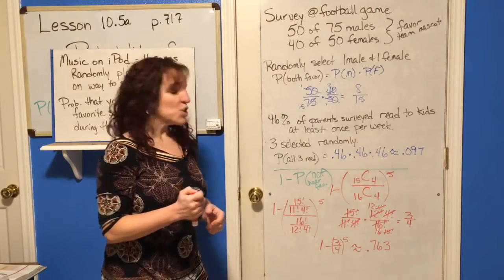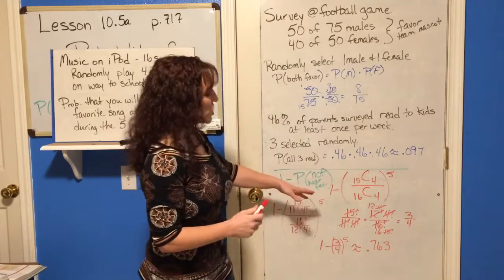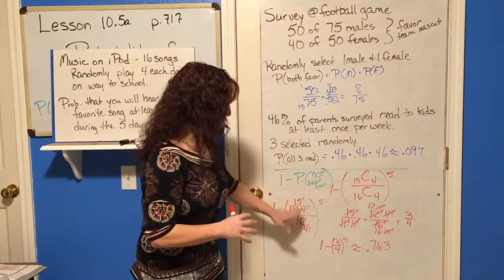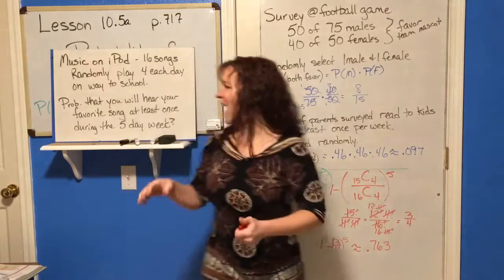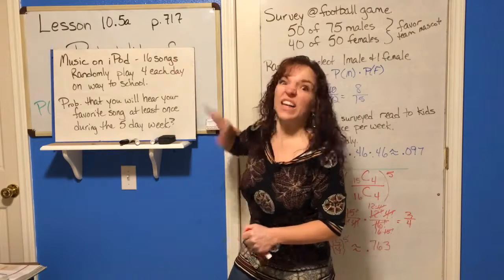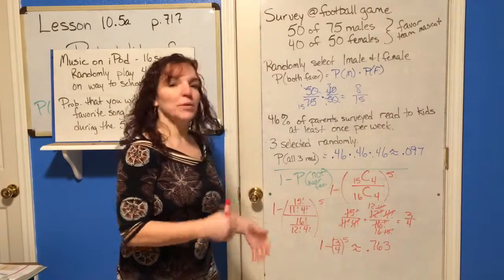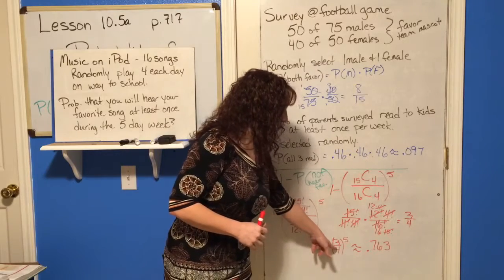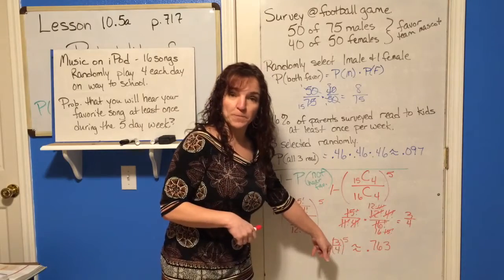So what we've done is we could have figured out this directly, but it was easier because of all this canceling out business. It was easier to figure how many times I will not hear it instead of how many times I will. So sometimes using the complement helps, and 3/4 is the probability in one day that you will not hear your favorite song.